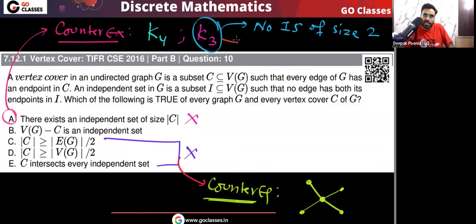But remember, in K3 the size of the vertex cover is greater than or equal to 2. Whatever vertex cover you take, it will have size at least 2. So in K3, the size of any vertex cover is at least 2, and there is no independent set of size 2. So finally, the counterexample can be K3 or K4.